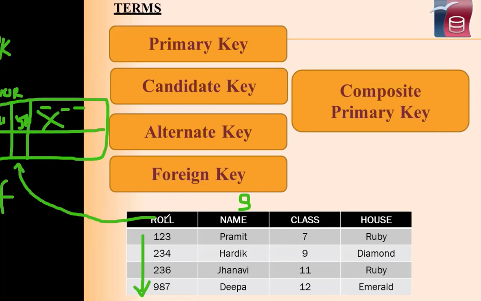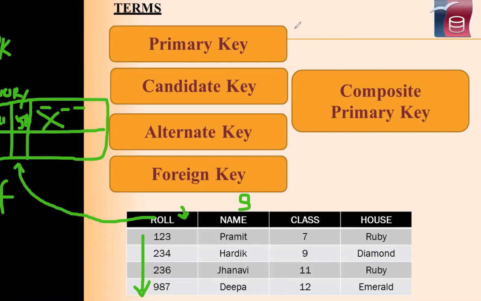Now, a very important thing, every foreign key of a table is the primary key of another table. So if this is the foreign key over here, this is the primary key of this table. So only the primary key of one table can become the foreign key of another table.